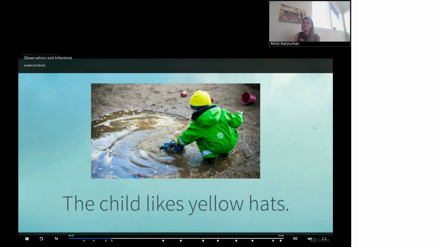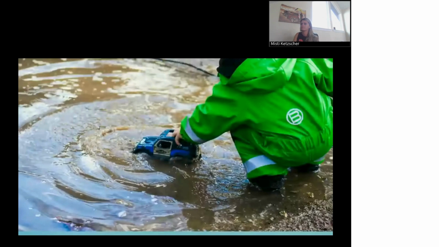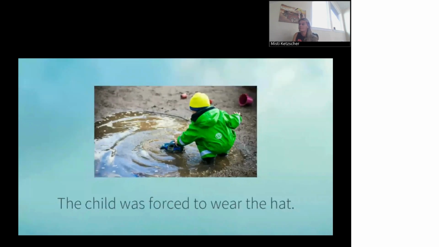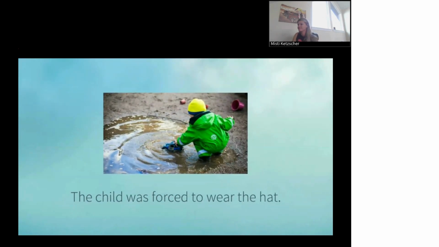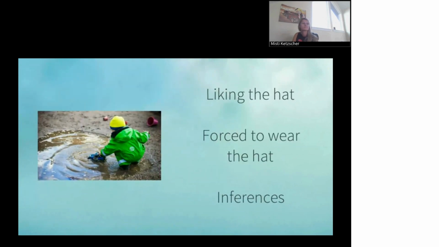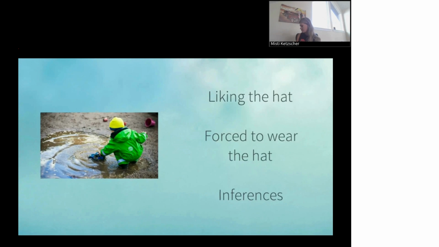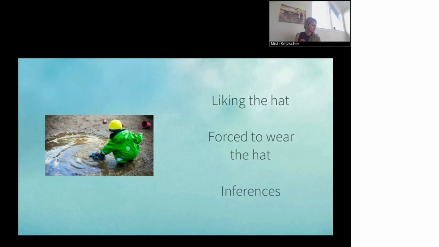One person might think that this child likes yellow hats. Another person might think that this child was forced to wear the yellow hat. Both of these opinions are inferences. We have no way to know if the child liked the hat or if the child was forced to wear the hat.